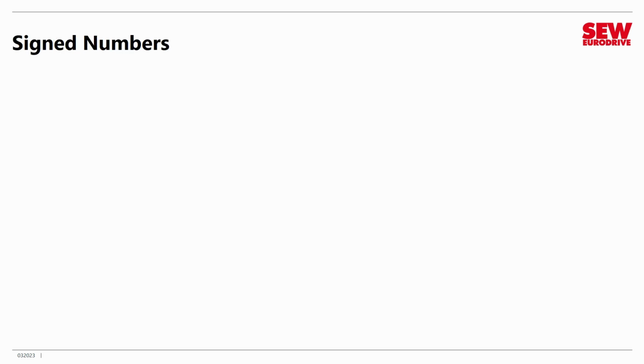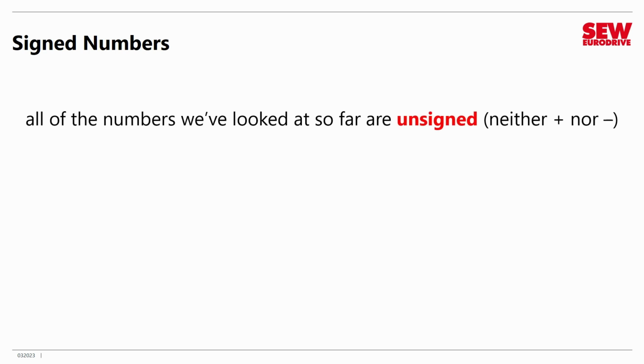Last thing we have to talk about is how we encode a sign in numbers when we're dealing with binary or hexadecimal. We don't put a plus or minus in front of them like we do in decimal. Now, all the numbers we've just been playing with were unsigned. In other words, they weren't positive and they weren't negative. They were simply what we call a magnitude, a number that represents a certain size.